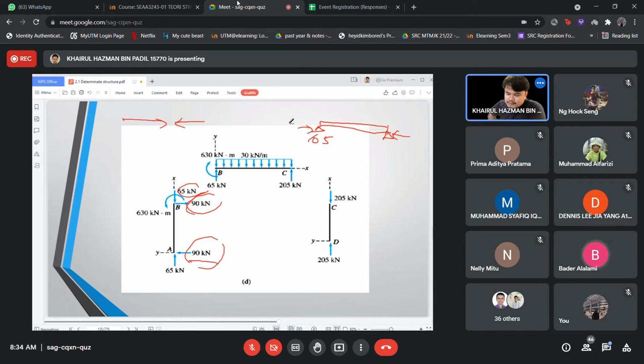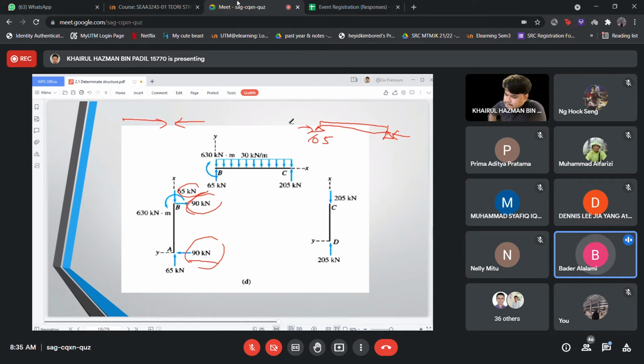Okay, I think I understand a little bit, but I'm not really sure. So we just removed it because of the member BC. We just analyzed its supports. So 65 is acting on the support itself, but the 90 kilonewtons are not acting on the support; they are acting axially on the member. That's why we removed them, because they are acting in an axial way. That's why we didn't put the 90 kilonewtons and we put 65 kilonewtons again. Is that the reason?